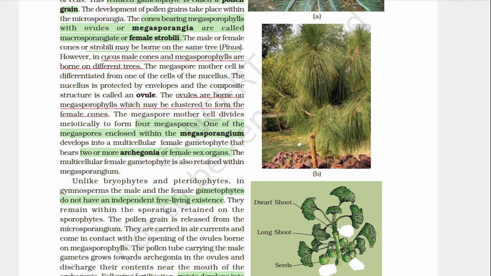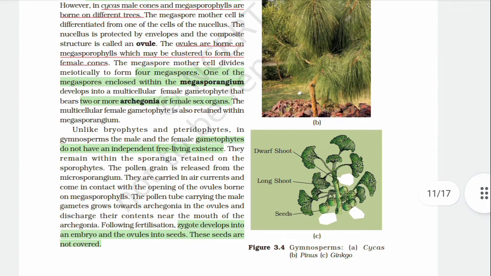Okay. One megaspore mother cell will divide and form 4 megaspores. Out of those 4, one will differentiate to form the female gametophyte. The female gametophyte will produce gametes. So that will bear 2 or more archegonia, or female sex organs. That female gametophyte will have the female sex organ.